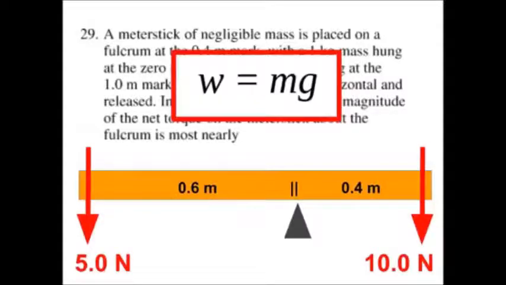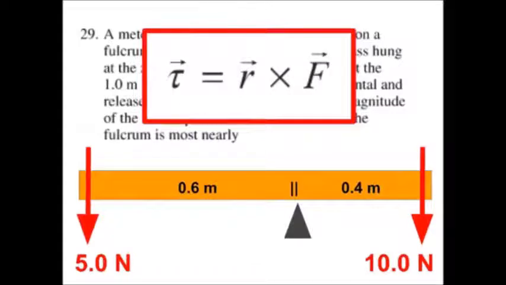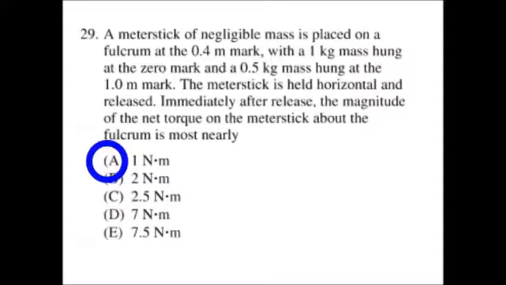Oh, yes, the weight is equal to mass times g. G is approximated as 10 meters per second squared, and now we get to use torque is equal to r cross F. Torque is equal to the perpendicular force times the radial displacement to the fulcrum, and then we multiply 10 times 0.4. And we multiply 0.6 times 5, and we notice that they're going in opposite directions, so 4 minus 3 is 1 Newton meter.